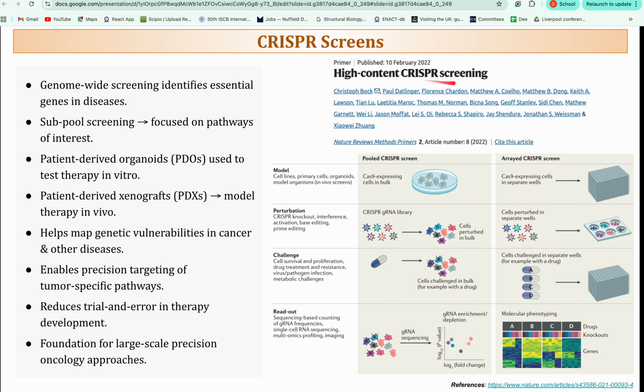So there is another paper which was published in Nature Reviews. If you're interested, you can go through this, in which they have mentioned the difference between pooled CRISPR screens versus arrayed CRISPR screens, and how by using these screens we can identify the essential genes which are responsible for survival, and which genes should be considered for drug treatments and resistance. So all these things can be done. If you're interested, you can go through this.